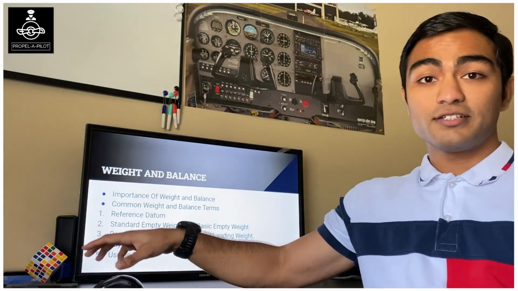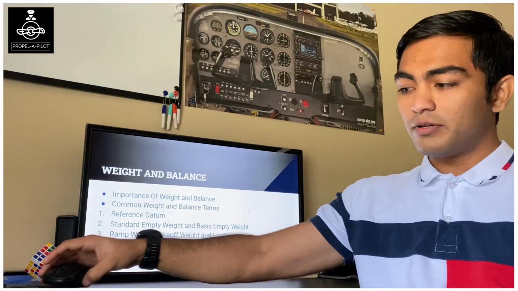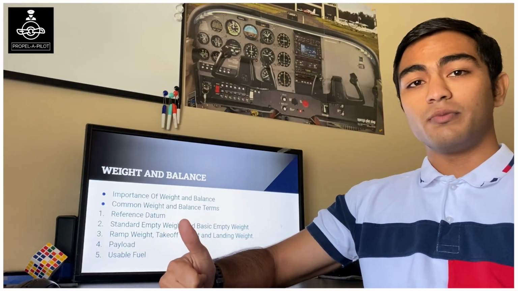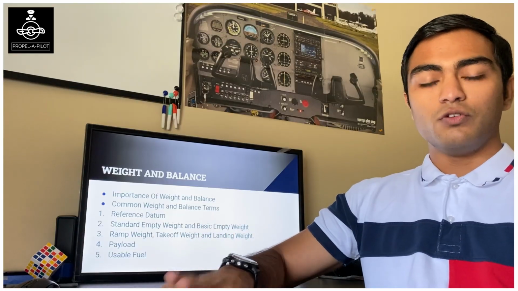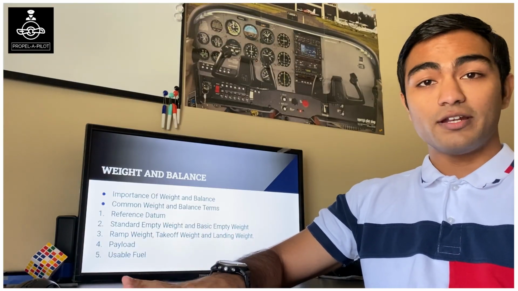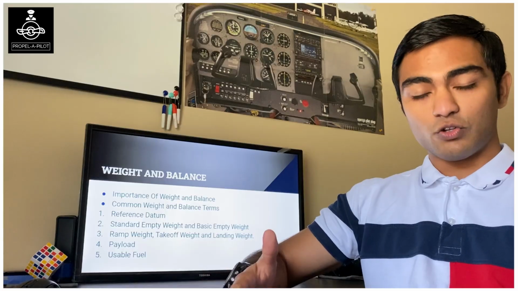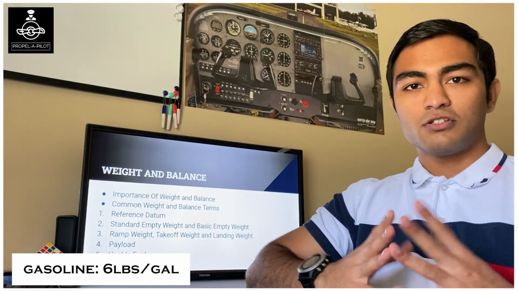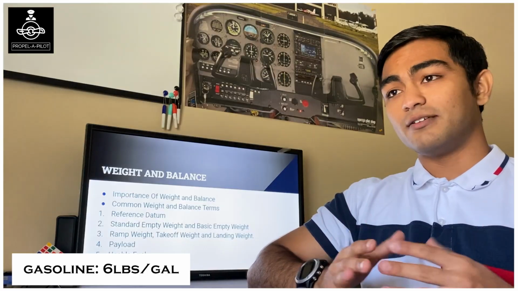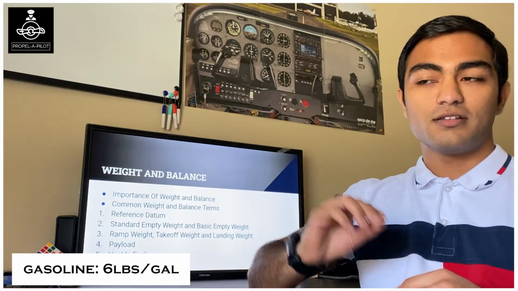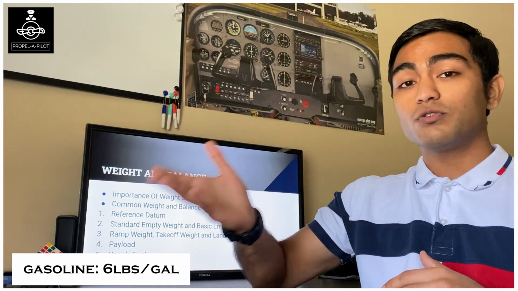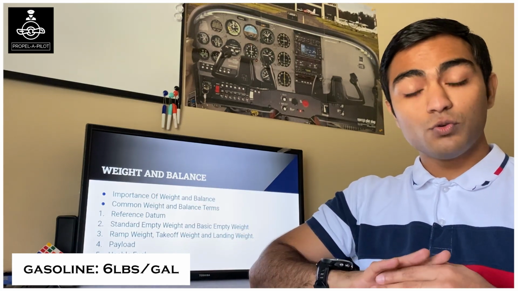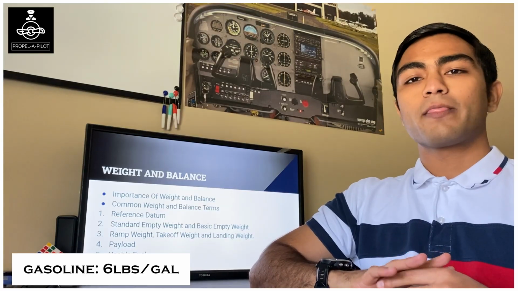The last thing to discuss here is the usable fuel. Usable fuel is the fuel available during flight. You need to account for this weight in your weight and balance calculations. Gasoline weighs about 6 pounds per gallon. So this makes the calculation super easy because all you gotta do is multiply the number of gallons you want to carry times 6 to get the amount of fuel weight that you will be carrying.